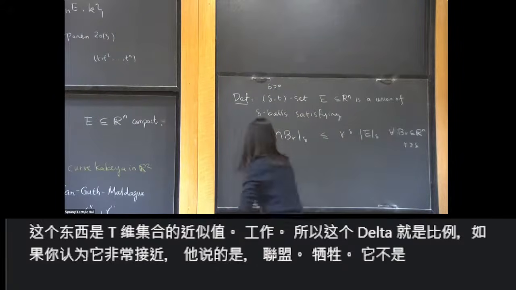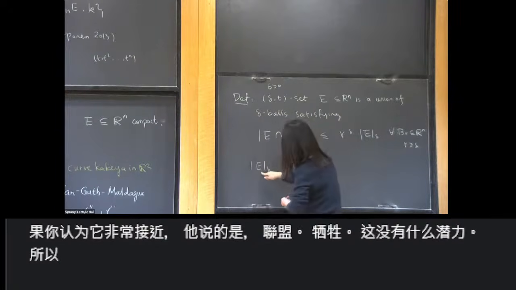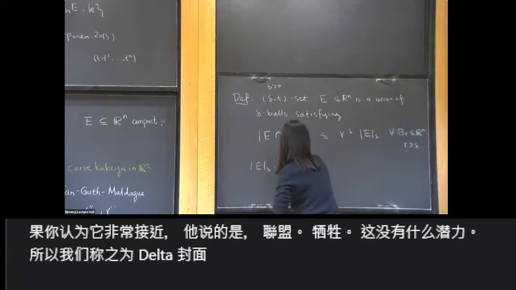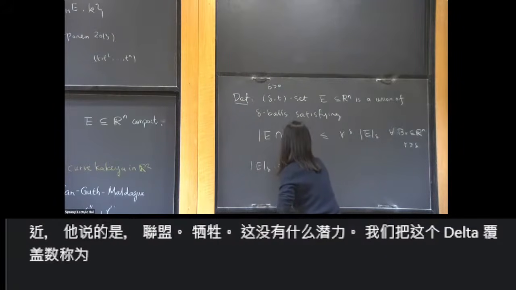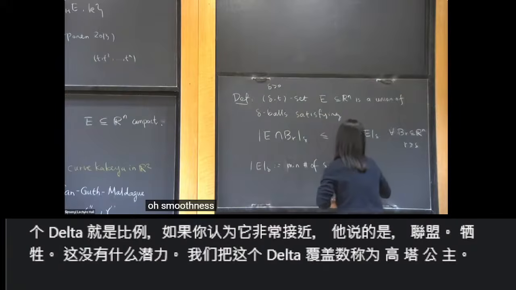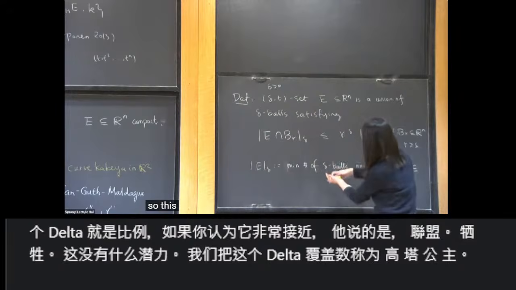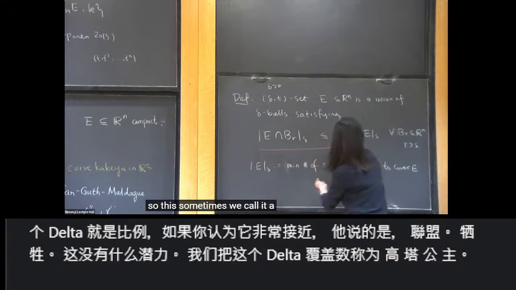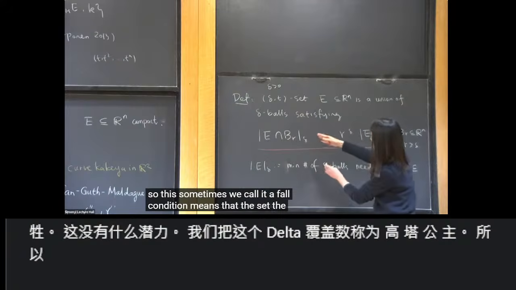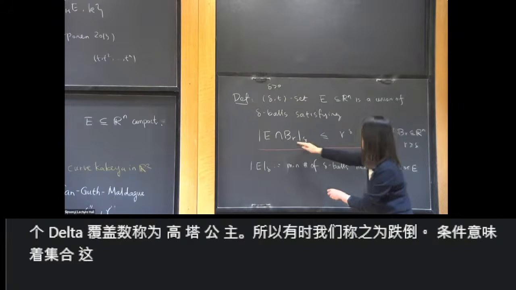this condition, with this notation. So we call this the delta covering number, which means the minimum number of delta balls needed to cover E. Sometimes we call it a ball condition, which means that the union of delta balls is not concentrated in any ball.